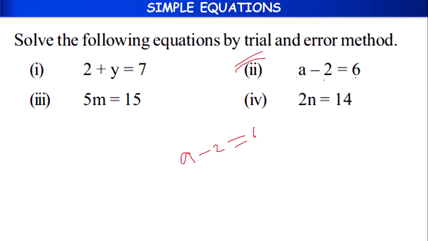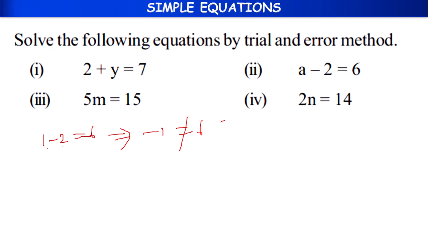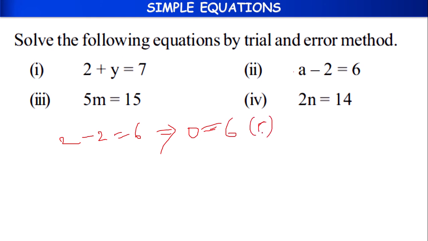A minus 2 equal to 6. Let's start with 1. 1 minus 2 equal to 6 implies 1 minus 2 how much? Minus 1 equal to 6, which is false. Next, let's substitute 2. 2 minus 2 equal to 6 implies 2 minus 2 how much? 0 equal to 6, which is false. So, a equal to 2 is not the solution.